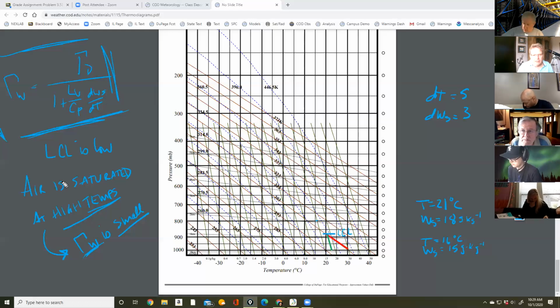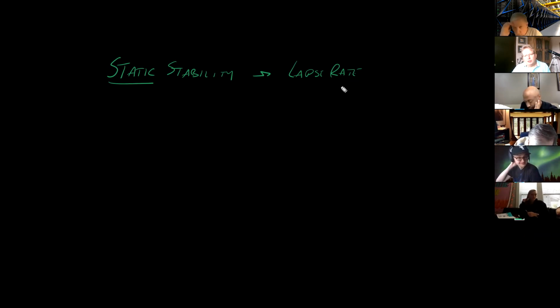Now, if you look at figure 3.12, we are going to define static stability. So let's do this. Whenever you see the word static for stability, you are talking about lapse rates. Just so you know. If I say something is stable or unstable, we're talking about particles. Static stability refers to lapse rates. So if I said to you, the atmosphere has low static stability, that means the environment is cooling off quickly.